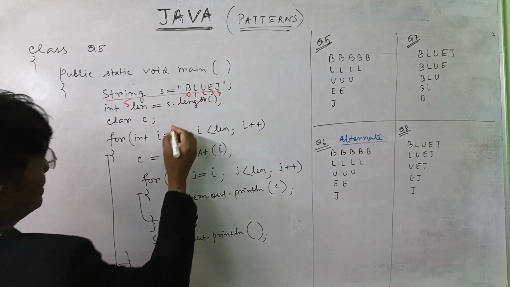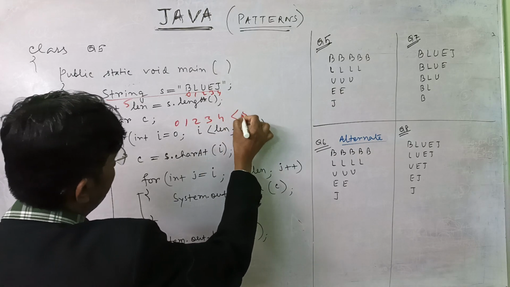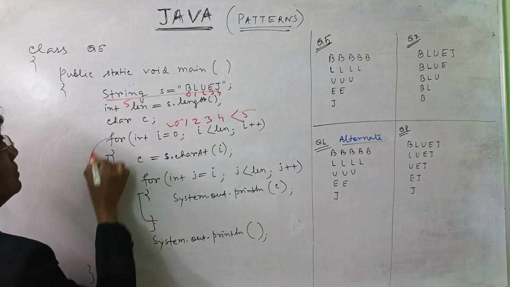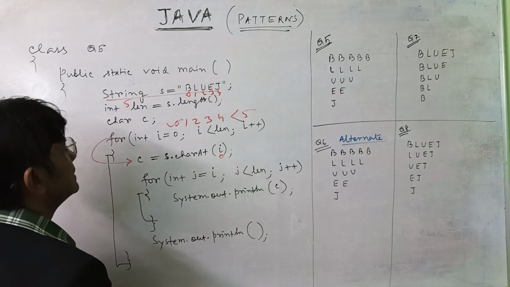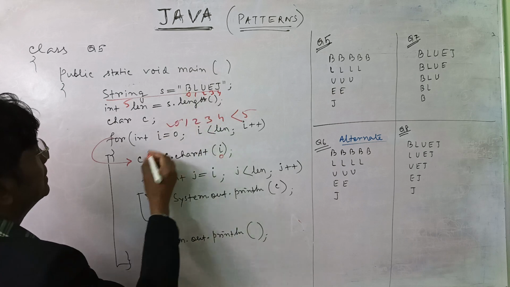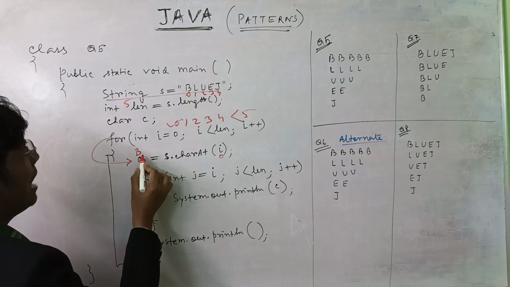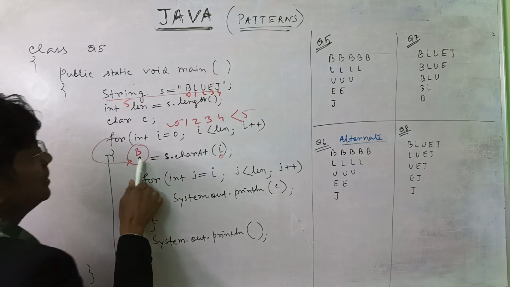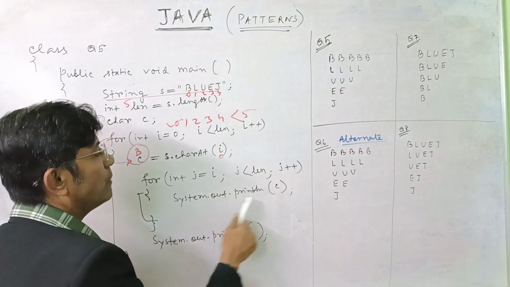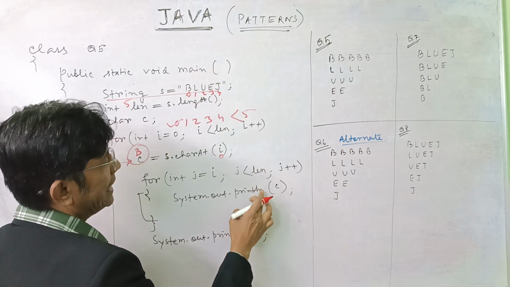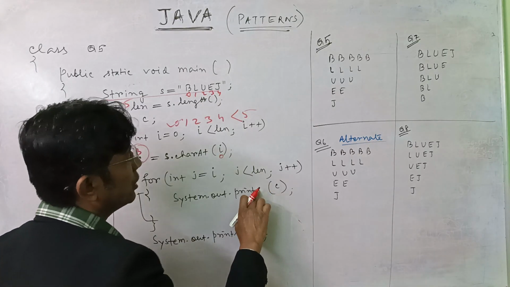C is a single character. This is the outer loop: 0, 1, 2, 3, 4, less than 5. So first, with i equal to 0, come inside. s.charAt(0) means the first character, B. You extract the first character. Now you come inside the inner loop. After extracting the first character, I am instructing the computer to print that character without ln. I have written println, which is a mistake. I should write print only, not ln.